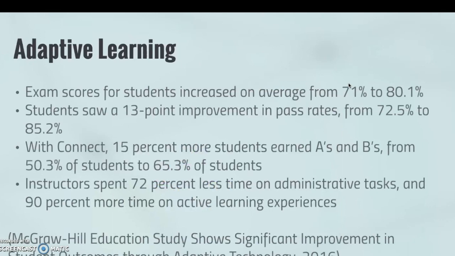The McGraw-Hill Connect Effectiveness Study 2008 results found that after using adaptive learning, students saw a 13-point improvement in pass rates. Exam scores for students increased on average from 71 to 80.1%. With Connect, an adaptive learning program, 15% more students earned A's and B's, from 50.3% of students to 65.3% of students, and instructors spent 72% less time on administrative tasks and 90% more time on active learning experiences. So overall, adaptive learning increased instruction.